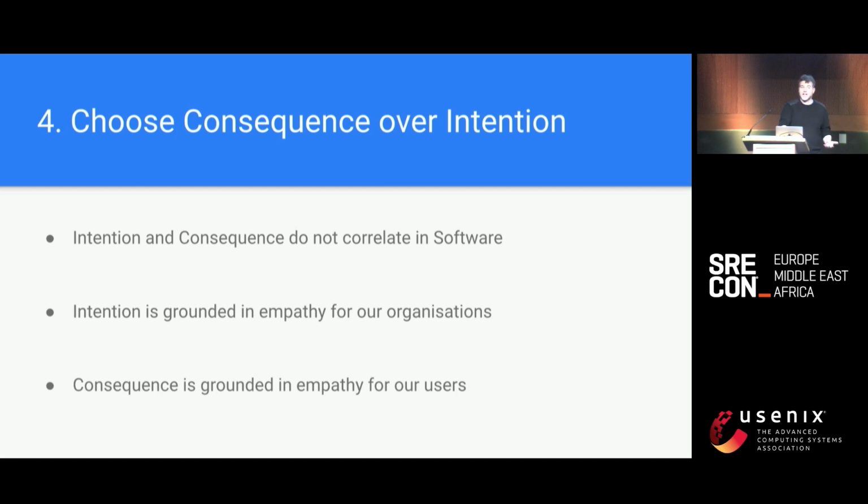But when we take the joke out of it, intention and consequence don't correlate in software. And arguably behind almost every really significant high severity outage is a well-intentioned change somewhere in a complicated system. I mention this not just from a place of empathy, but also constructively. This is really, really important.